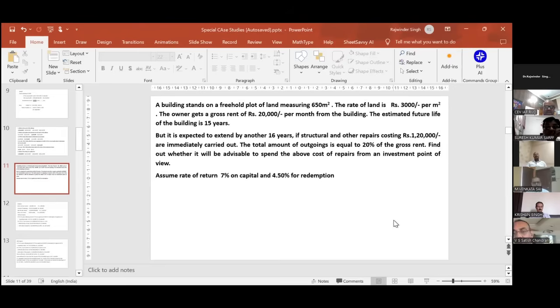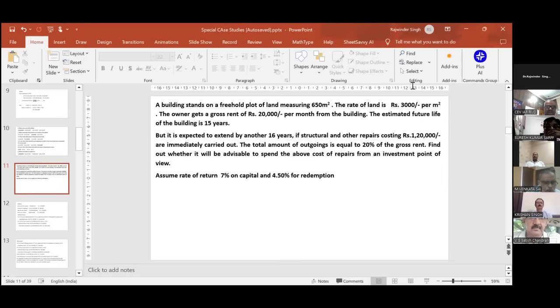So we will check the value. We will find the value. First, we will assume that no repairs are carried out. And then we will assume that the repairs as suggested in the question are carried out. And then what is the difference? So first you will find the value. Let us suppose we do not carry out any repairs.